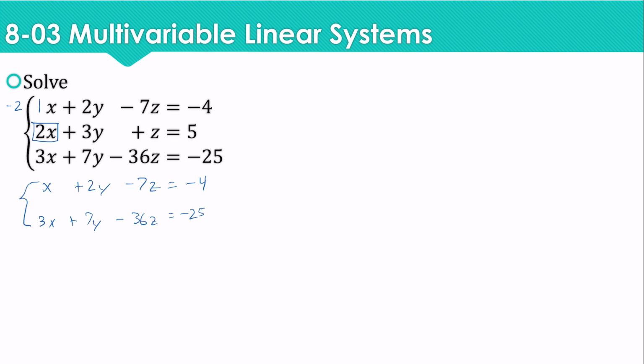The middle equation is the one that's changing. Well, negative 2 times x plus 2x is 0, negative 2 times 2y plus 3y is negative 1y. Negative 2 times negative 7z plus z is 15z. Negative 2 times negative 4 plus 5 is 13.